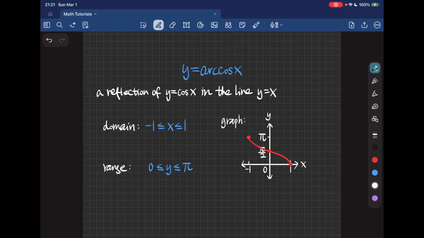It's because in the y equals cosine x graph, we have 0, 1, and then we have pi, -1. So we flip the x and y values. So we will have 0 as the smallest y value this time and pi as the greatest y value this time.